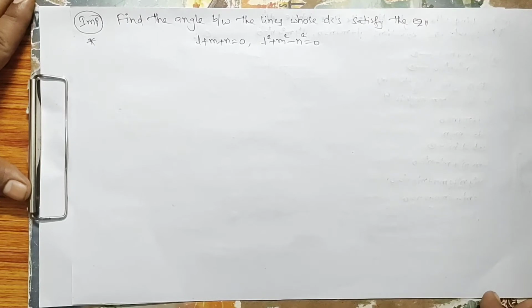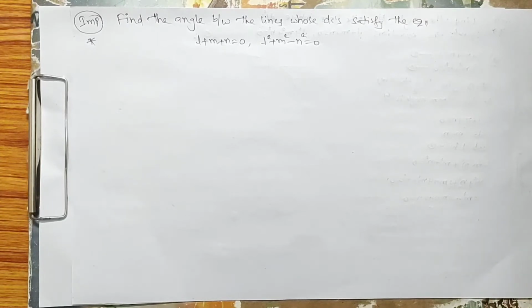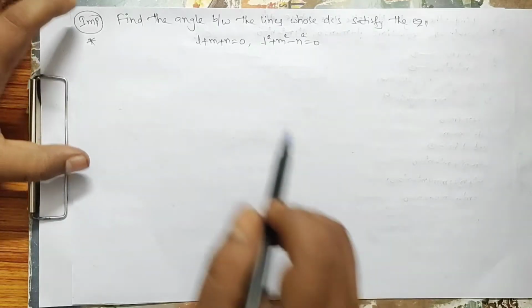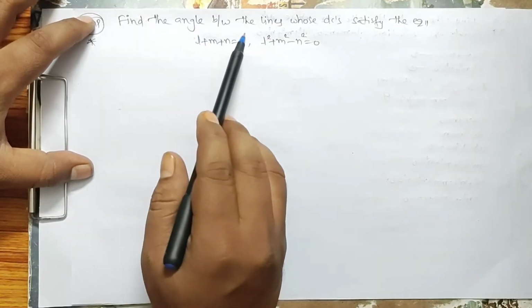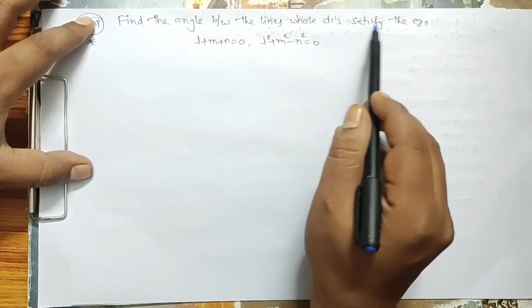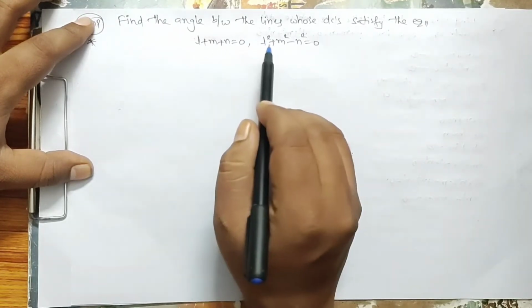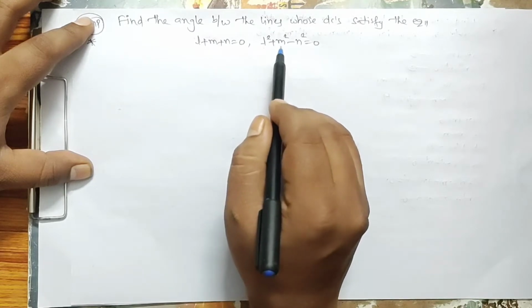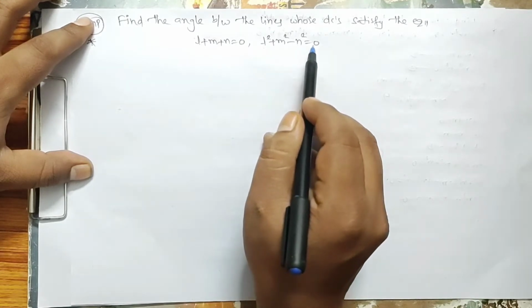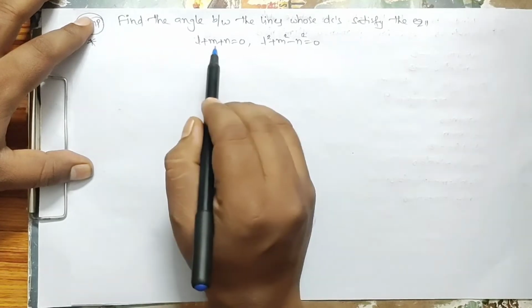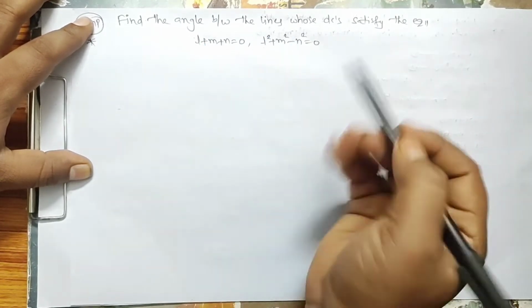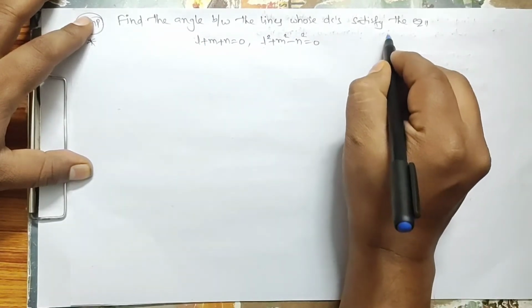Next question, very important question. It has come a number of times in the IPE exams. The question: find the angle between the lines whose DCs satisfy the equations L plus M plus N is equal to 0 and L square plus M square minus N square is equal to 0. These two equations give the DCs of the two lines.